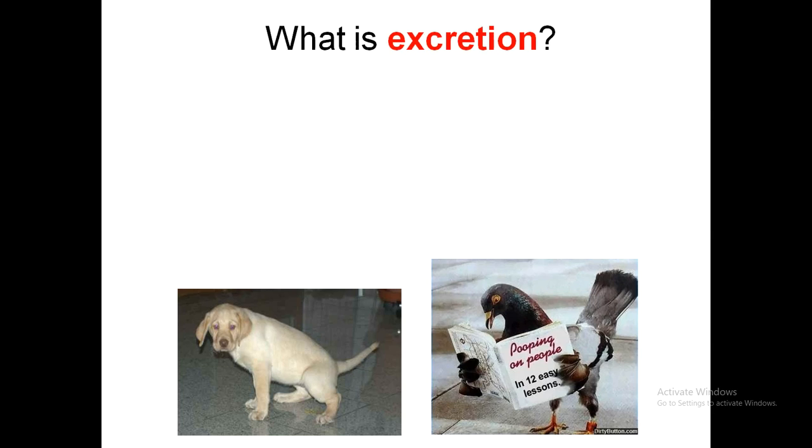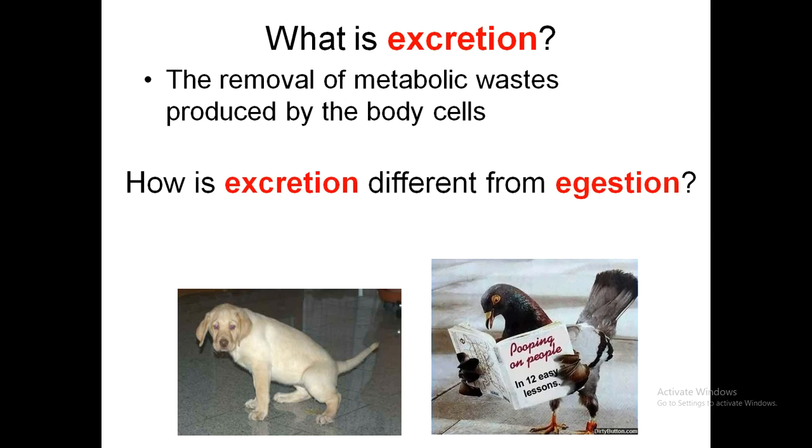What is excretion? Excretion is the removal of metabolic waste products which are produced by the cells, the waste products of all the reactions which occur inside the body of living organisms. So these are the intracellular waste products which are produced by the cellular activities of the cells or of the body.